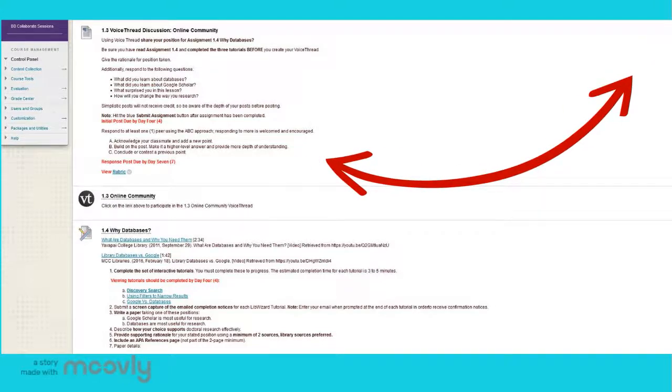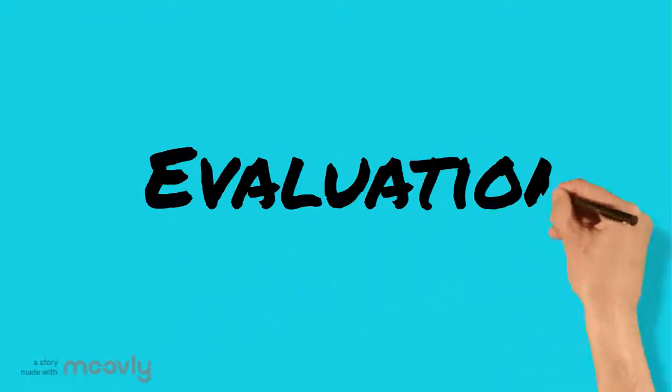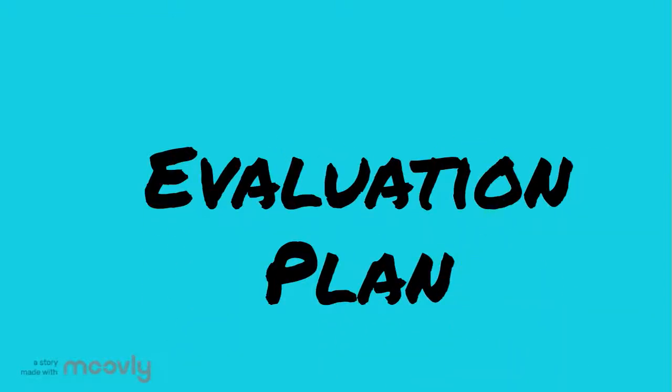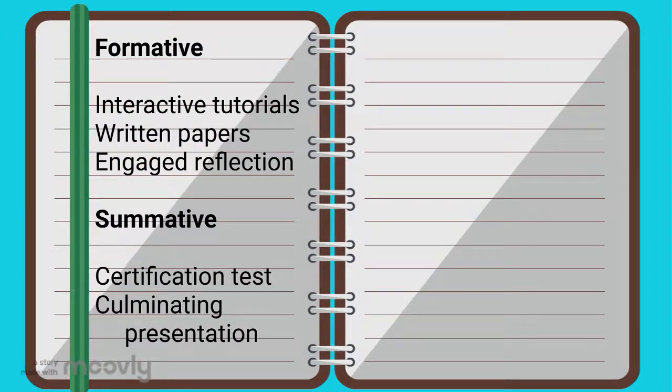A big component of the course design was the assessment and what would the evaluation plan be. There were formative assessments, such as the interactive tutorials, the written papers, and the engaged reflection posts. There were also summative assessments, the certification test for plagiarism acknowledgement, and a culminating presentation.